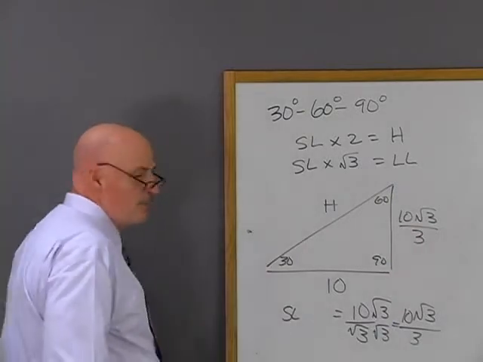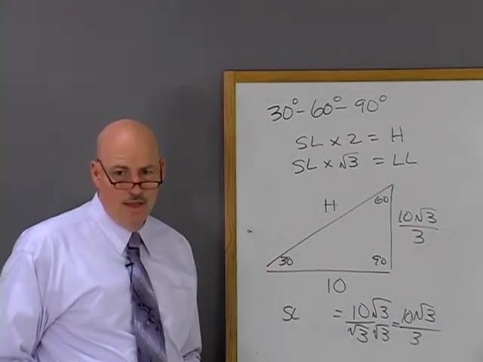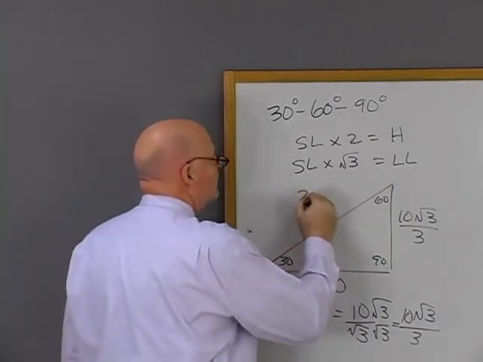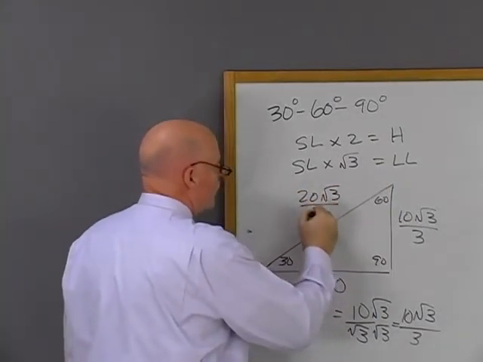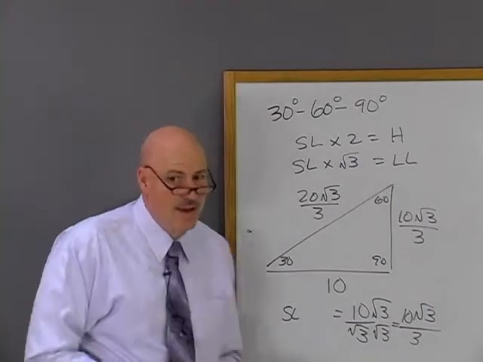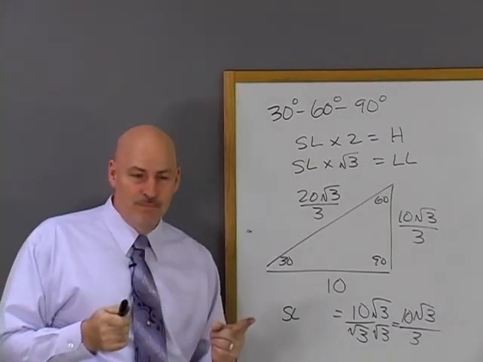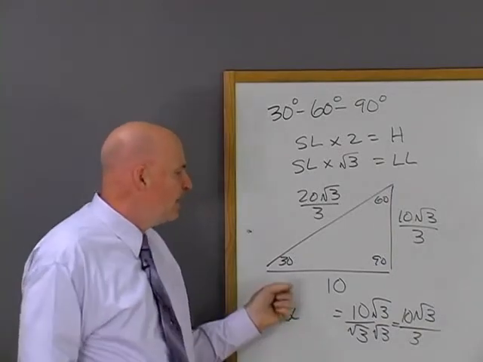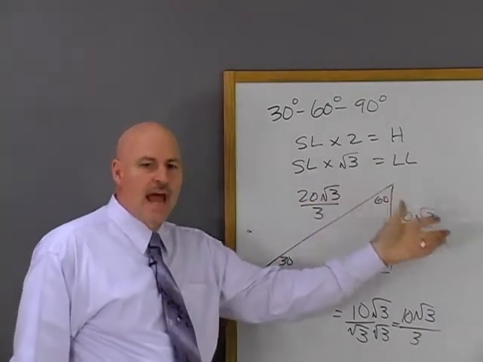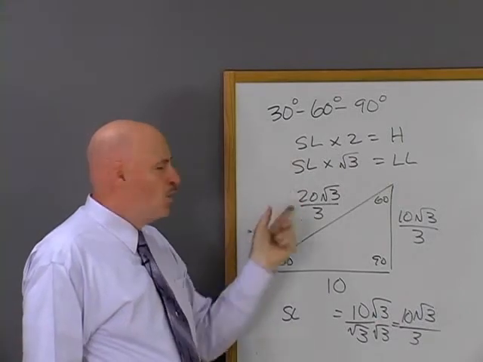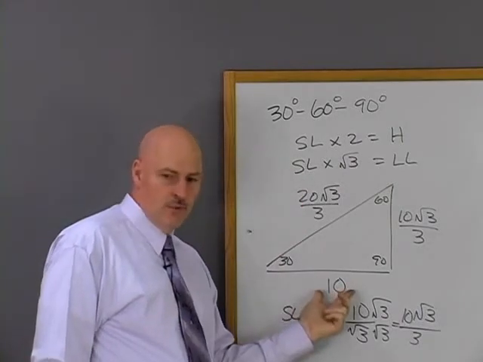Okay, how do I find the hypotenuse now? Double it. 20 square root of 3 over 3. Done. It's not as bad as you thought, right? It would have been hard to figure, though, if we had to use Pythagorean theorem and subtract and all that. But because we know these two relationships, we can solve even hard problems like that.